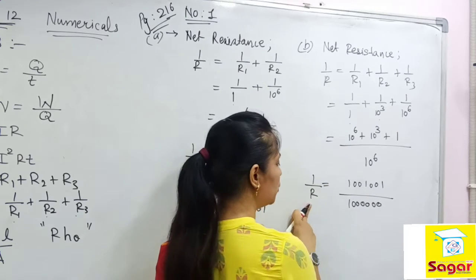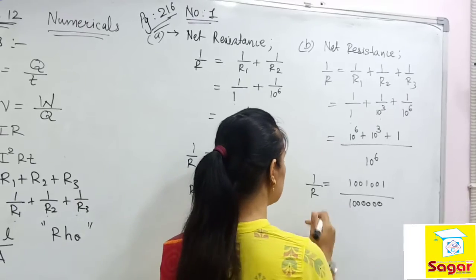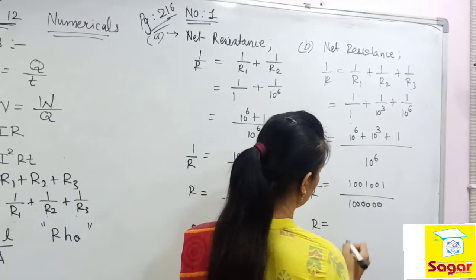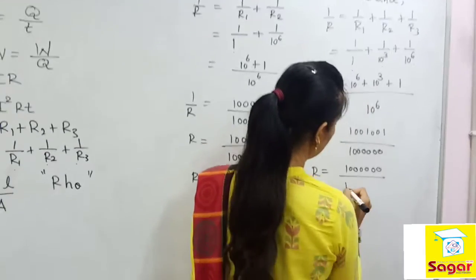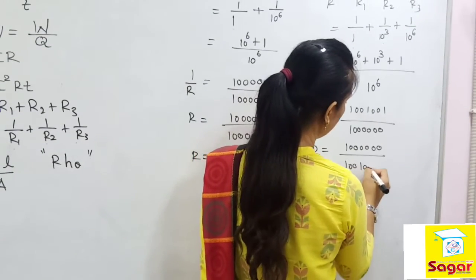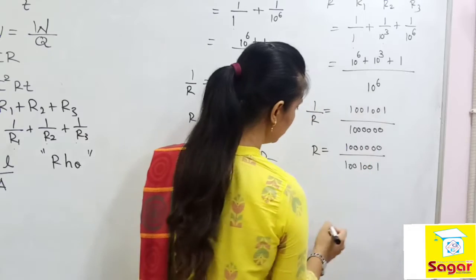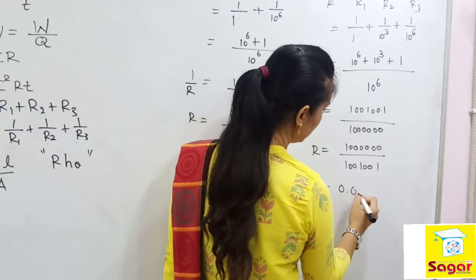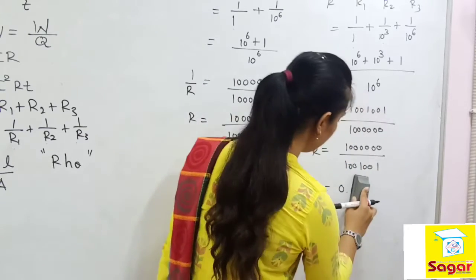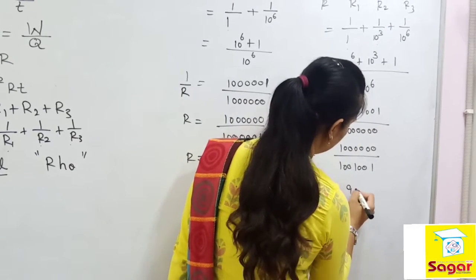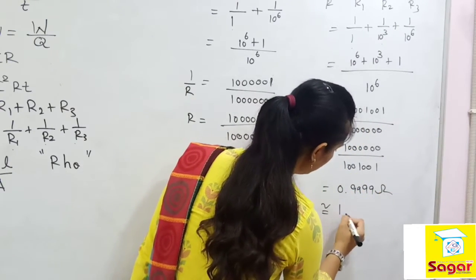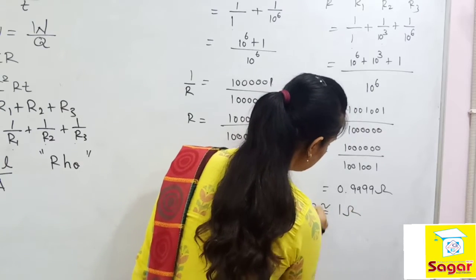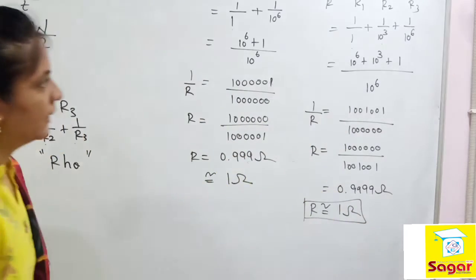Reciprocate it because we need to find the value of R. So just turn it. R is equal to 1000000 divided by 1001001. If you do the division of this, you will get once again 0.9999 ohm. So that is equivalent to 1 ohm. So your answer is 1 ohm for both the cases.